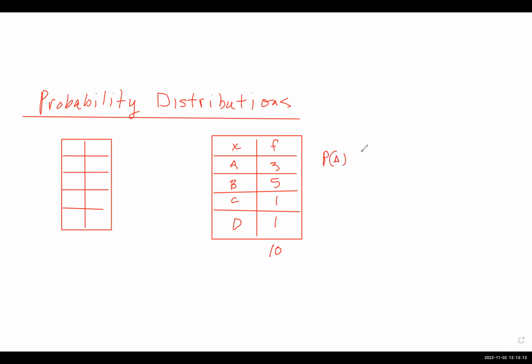3 over 10. Very good. Always over the total number in the sample space. And the probability of getting a B in the class? 5 over 10. There we go.